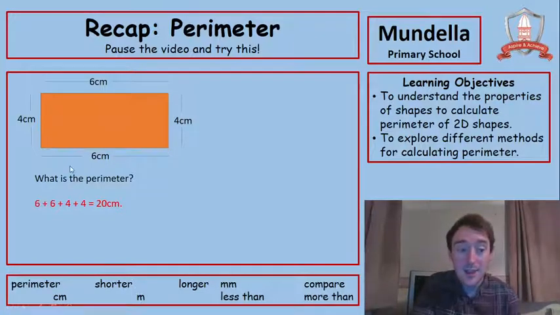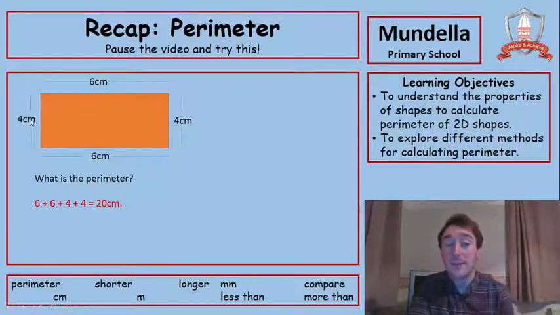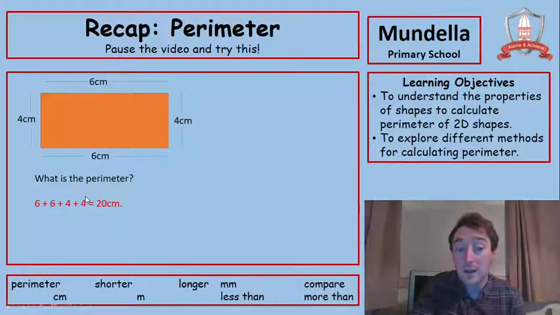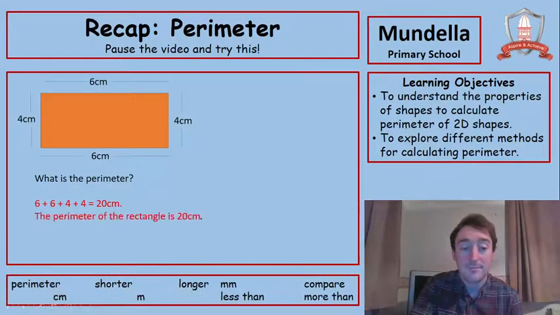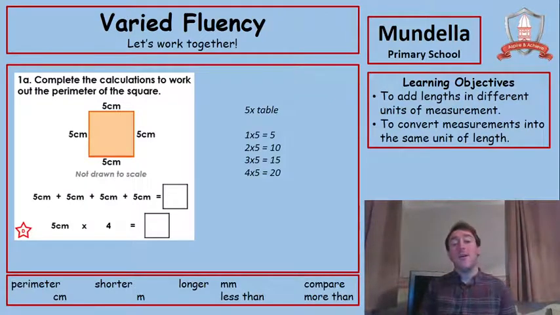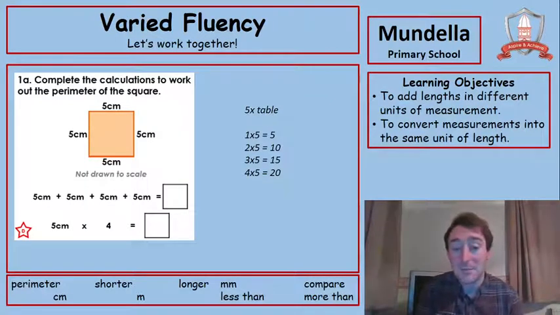Okay? And the lengths are 6, add 6, add 4, add 4. And if we add them together, 6 add 6 is 12, add another 4 is 16, add the other 4 is 20. So we know that the perimeter of this rectangle is 20 centimetres. There we are. Okay, now let's work together on some calculating of perimeter again.